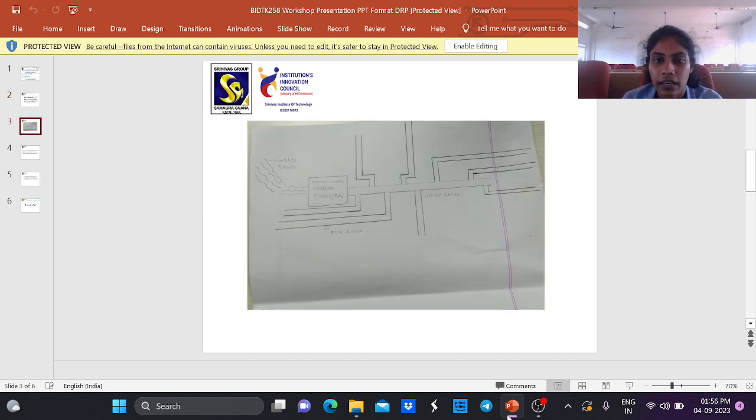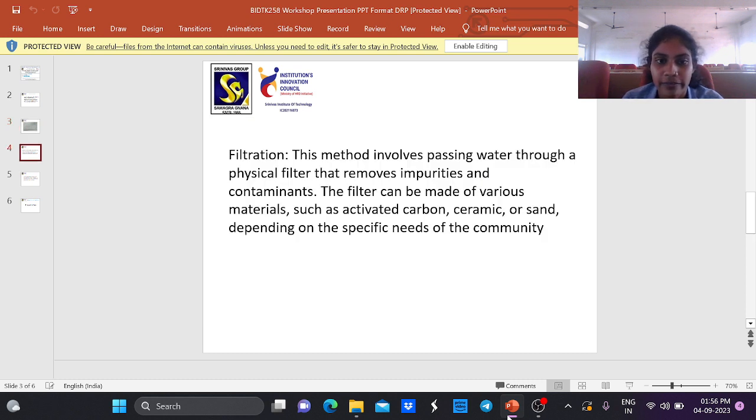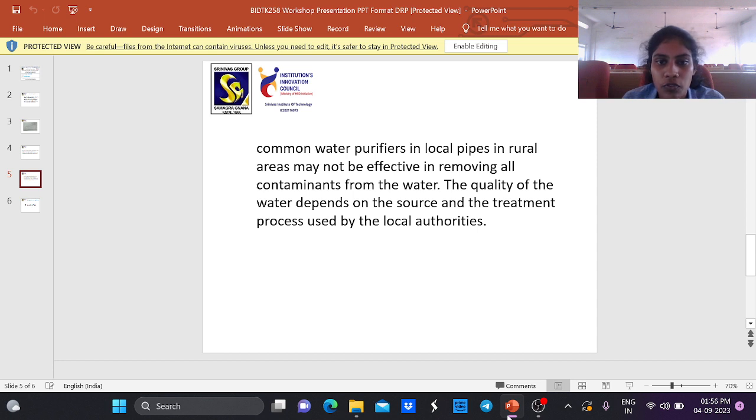This is the rough model of a common water purifier. Filtration. This method involves passing water through a physical filter that removes impurities and contaminants. The filter can be made of various materials such as activated carbon, ceramic or sand, depending on the specific needs of the community. A common water purifier in local pipes in rural areas may not be effective in removing all contaminants from the water. The quality of the water depends on the source and treatment processes used by local authorities.